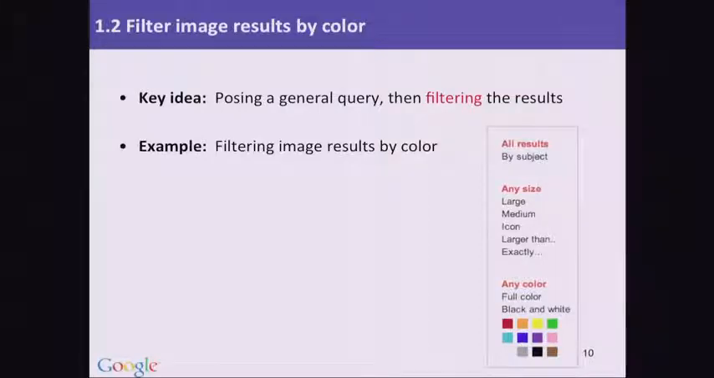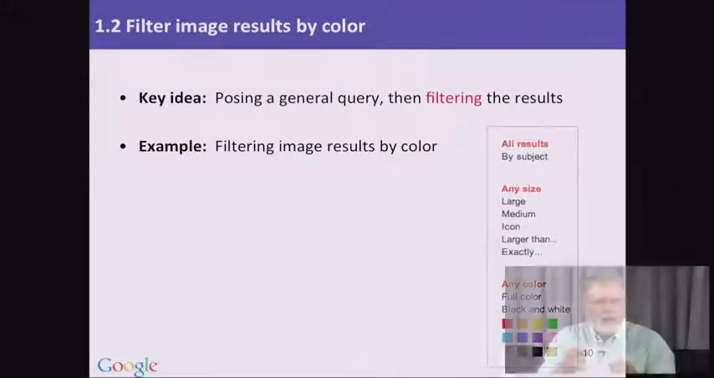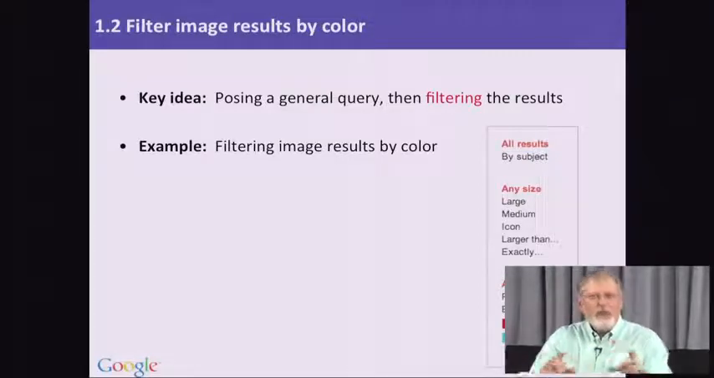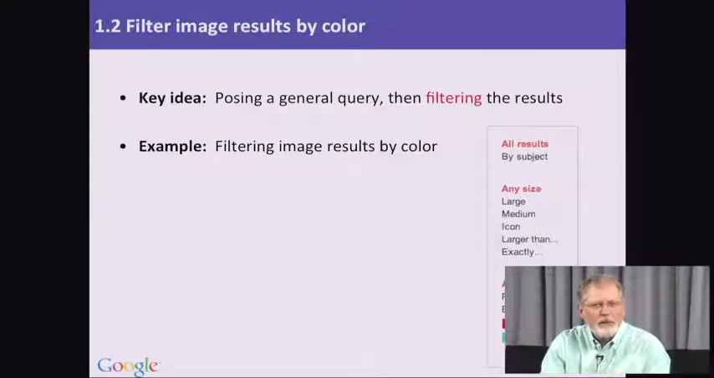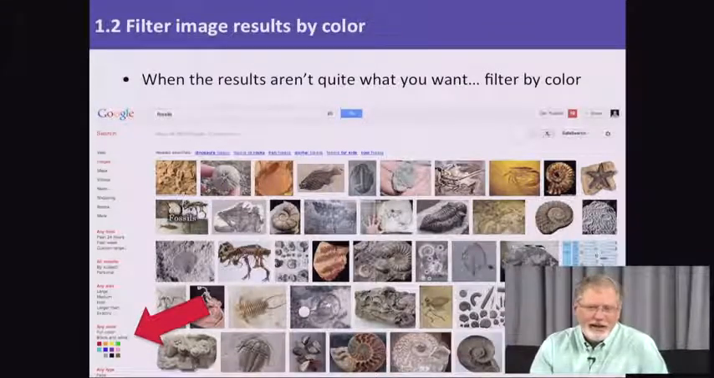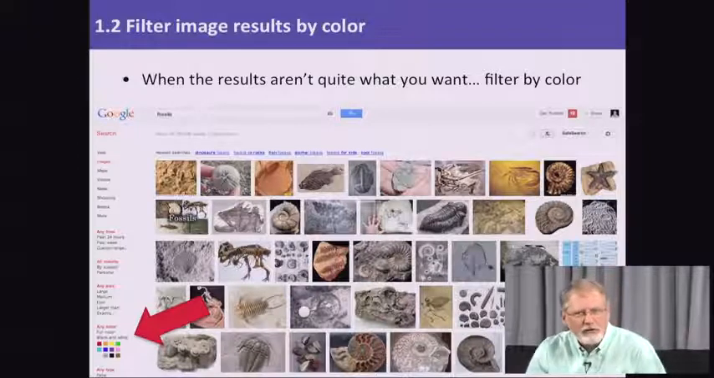What I want to show you is the skill of filtering your image results by color. Usually what you do when you're using Google is you pose a query. That is, you ask it a question, you type in a few words. That's the query. We then do something to take those results and focus in on just the kind of subset of those results we really need and we really want. One thing we can do in image search is to filter by color. This is a great trick not a lot of people know about, and here's the way it works.